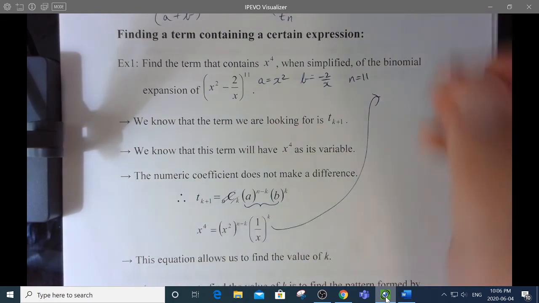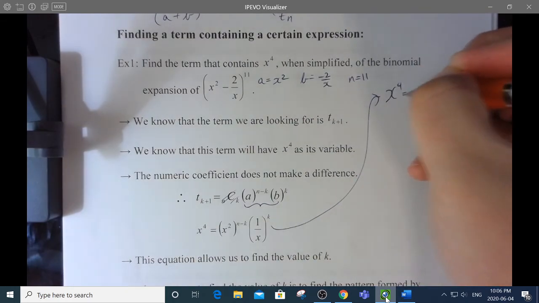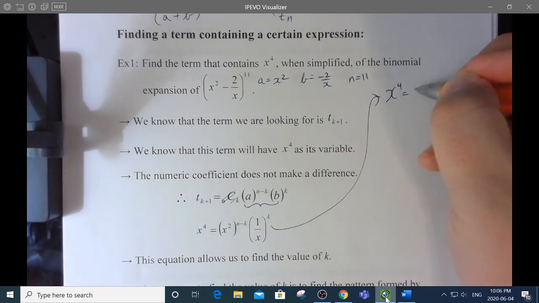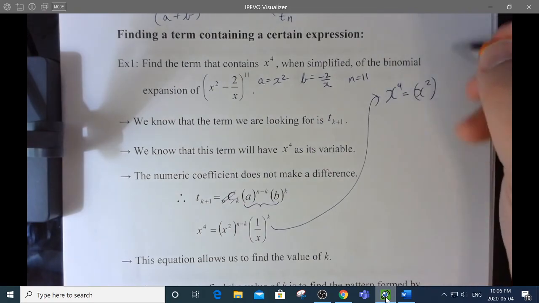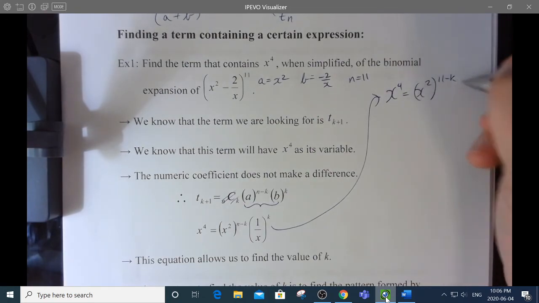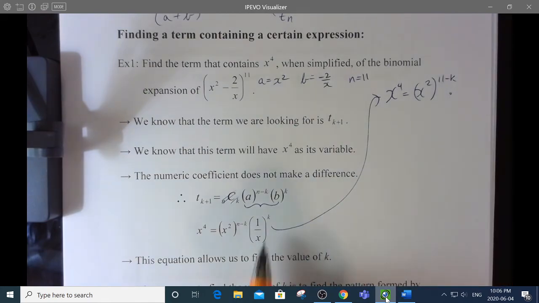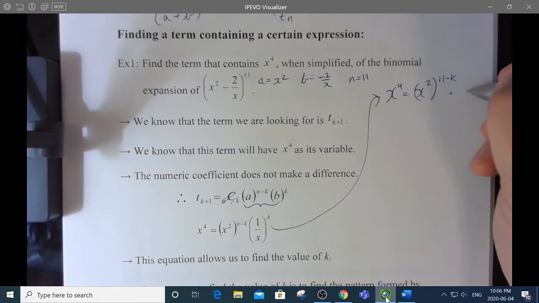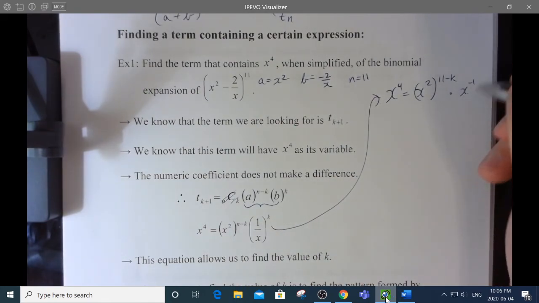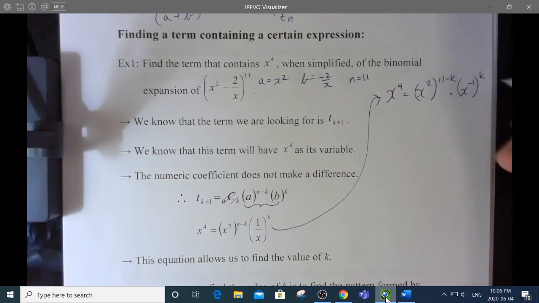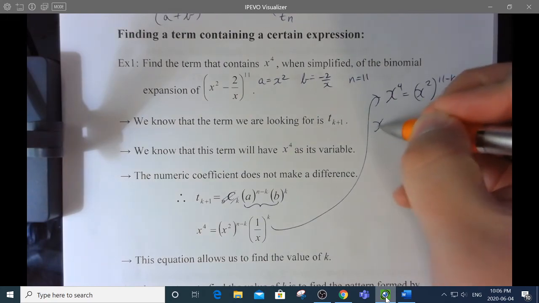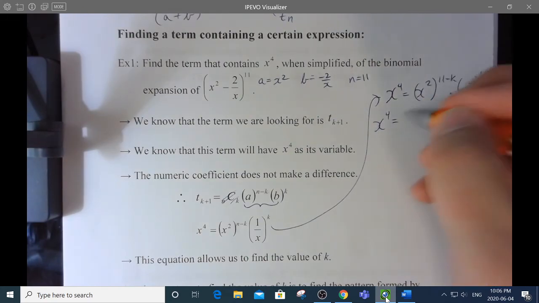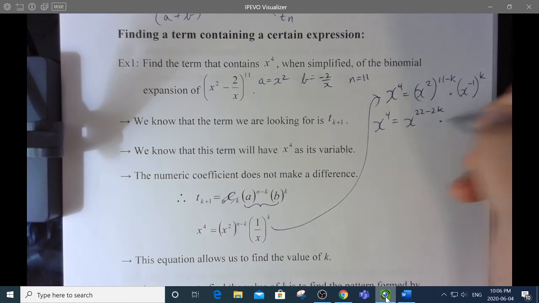So notice that this is going to turn out to be x to the 4, and I know n is 11. So that's x squared to the power of 11 minus k. And I can rewrite 1 over x actually as x to the negative 1, and that's to the power of k. And my job is to figure out what k is. Well, I can simplify this using my exponent rules, right? Power of a power means that you multiply them, so that's 22 minus 2k. And then negative 1 times k is negative k.